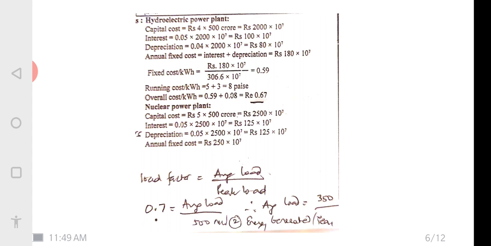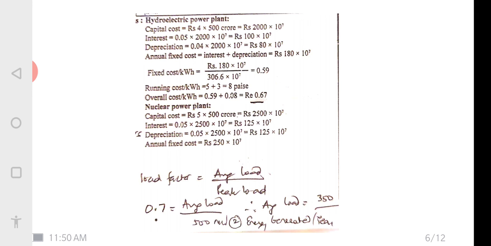Okay. Now we shall look at the nuclear power plant. Again, for the nuclear power plant, the amount of electricity generated is the same, but the capital cost is 5 crore rupees per megawatt. So 5 into 500 megawatt, you will get 2500 crores. That is 2500 into 10 raised to 7 rupees. Now interest again is 5% only. So 0.05 into 2500 into 10 raised to 7.